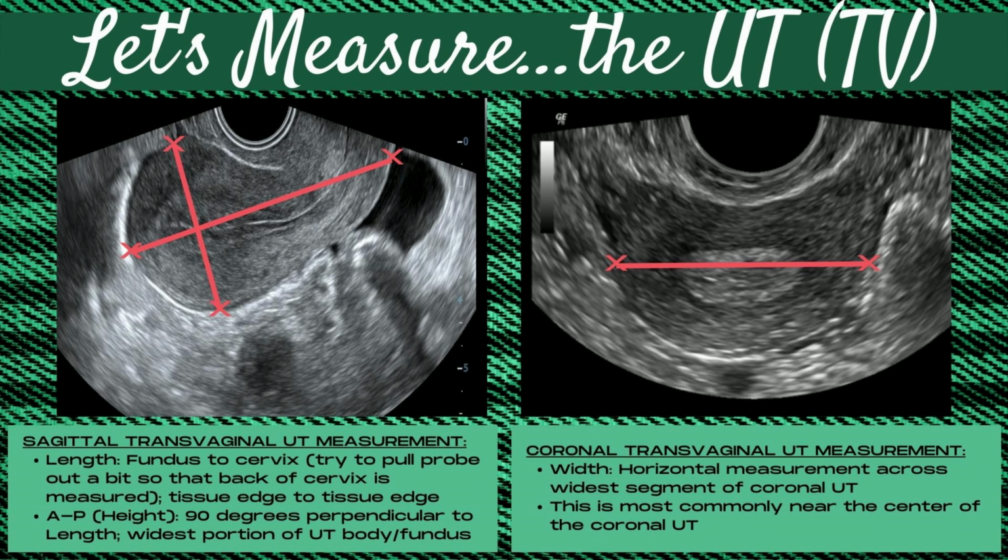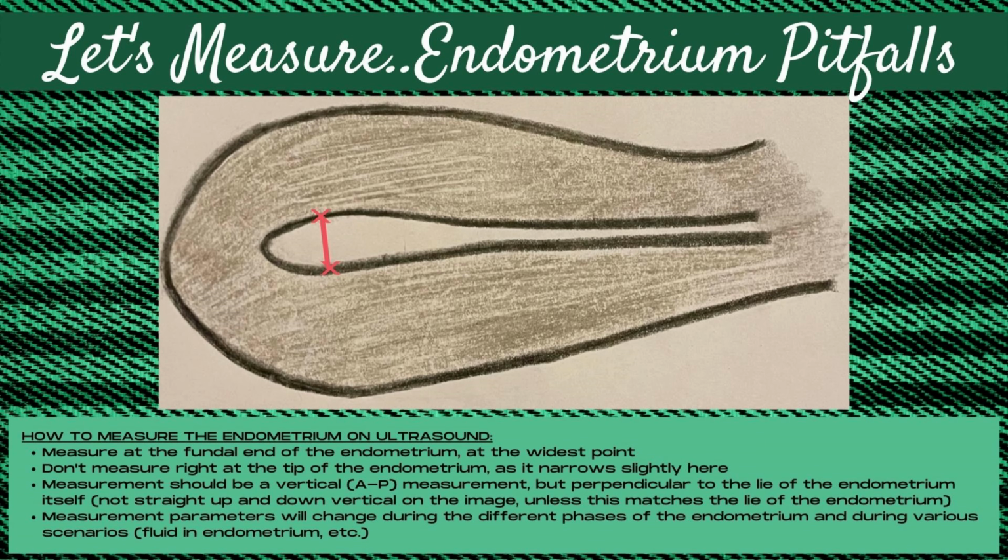And next, we have the coronal transvaginal uterine measurement. For this, you want to have a horizontal measurement for the width. You're going to measure across the widest segment of the coronal uterus. Make sure that you're superior enough that you're within the body and the fundus of the uterus rather than the cervix.